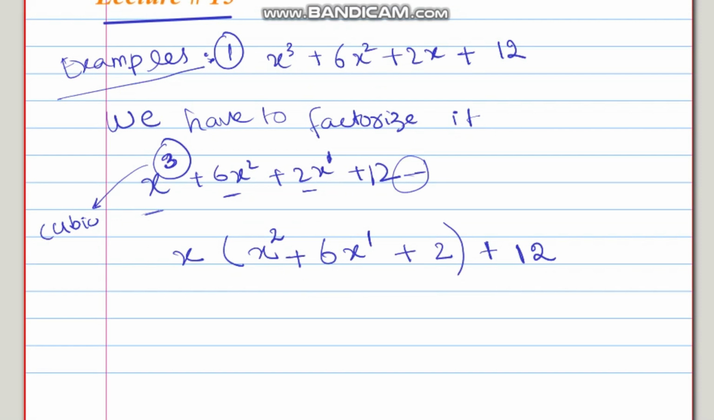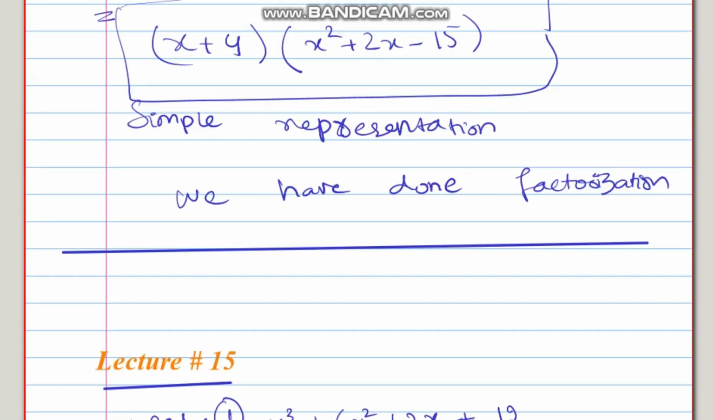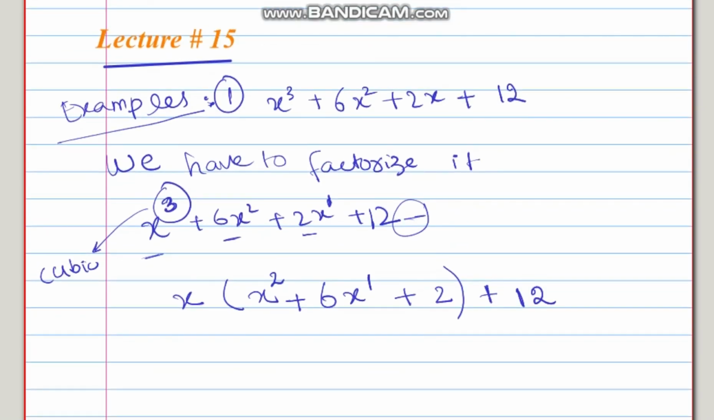For this type of polynomial, we can factorize it like this. This is also some form of representation, a simple form of representation. The question was x cubed plus 6x square plus 2x plus 12. First of all, we checked what is common in all the terms. There is nothing common in all the terms, but x is the variable which is common in three terms. So we have taken x out of three terms, and this will be the simple answer, the simplification.